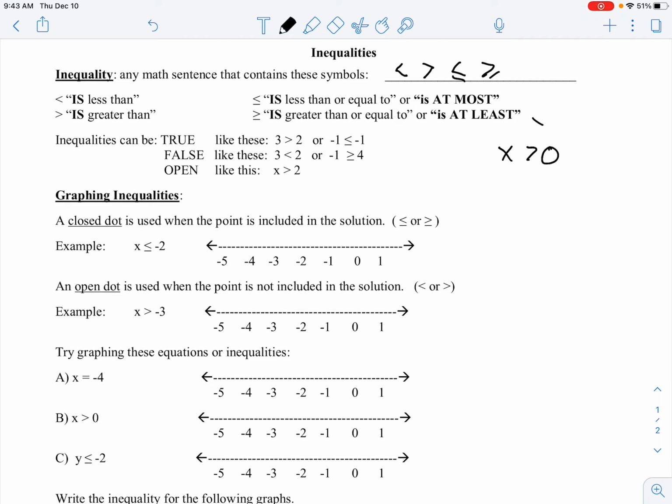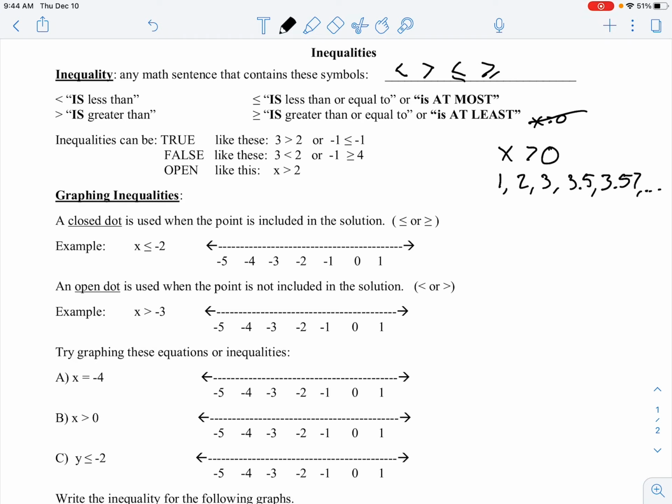If x was equal to 0, then that is the only thing that makes whatever number sentence we're dealing with work. But if x is greater than 0, that means 1 is a solution, 2 is a solution, 3 is a solution, 3.5 is a solution, 3.57 is a solution, etc. So there are infinite possibilities for solutions to inequalities.